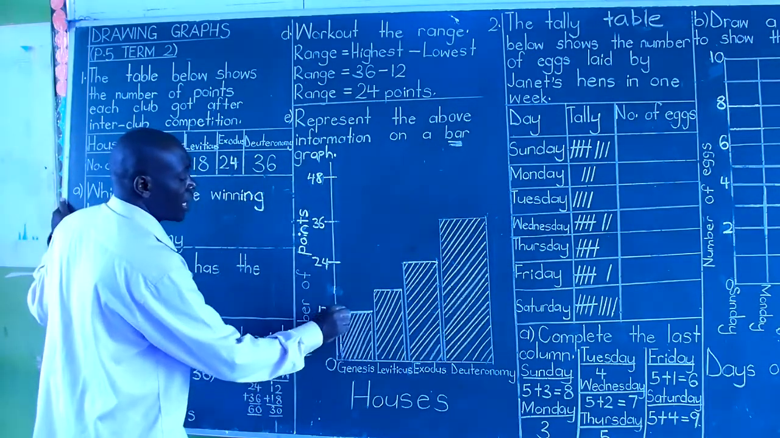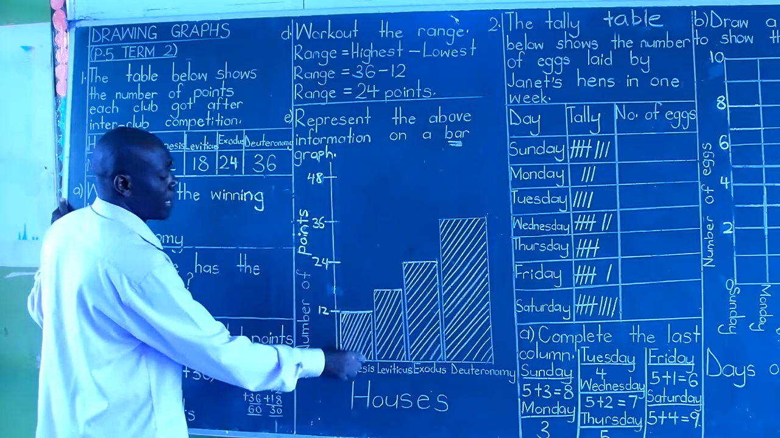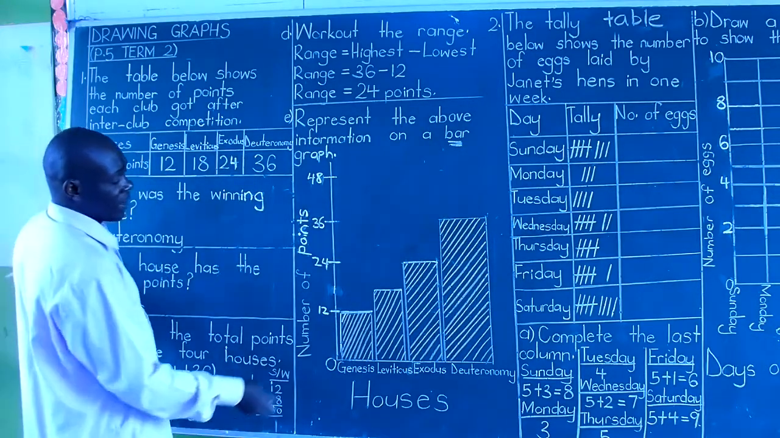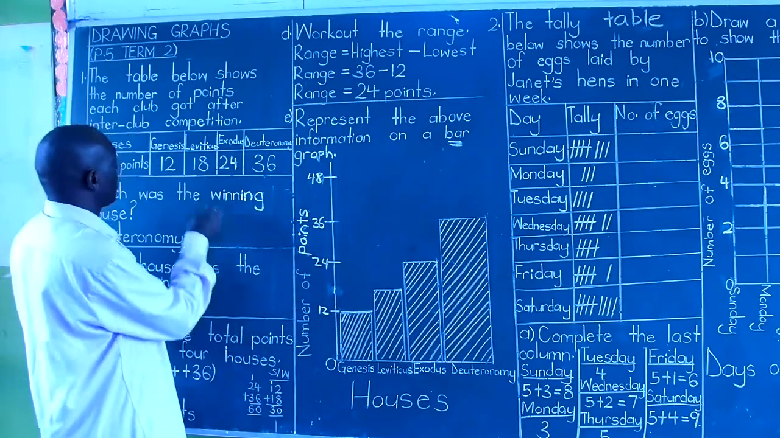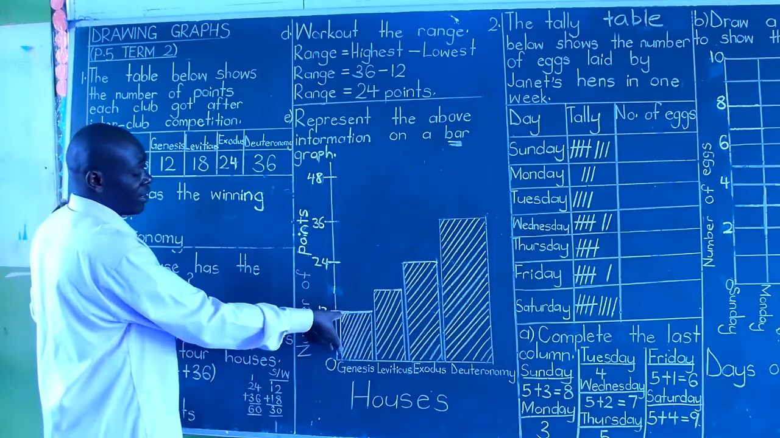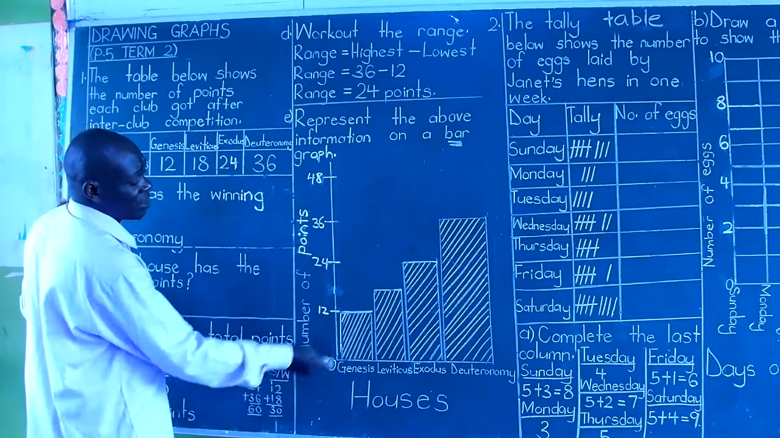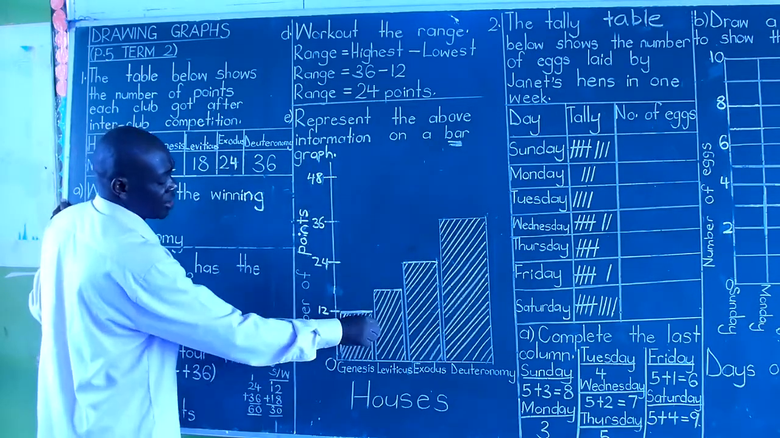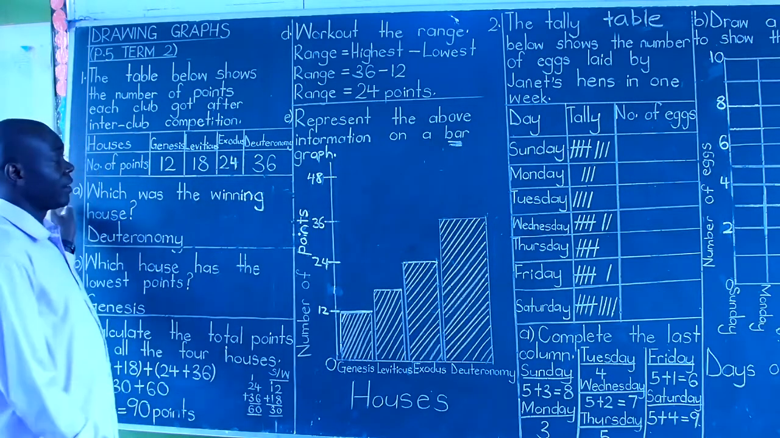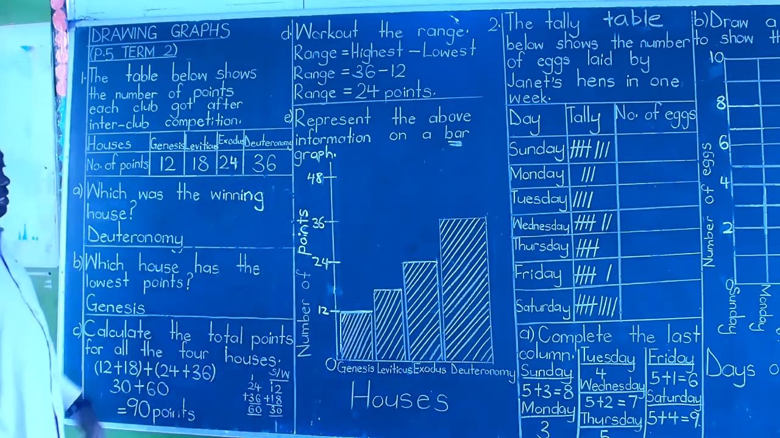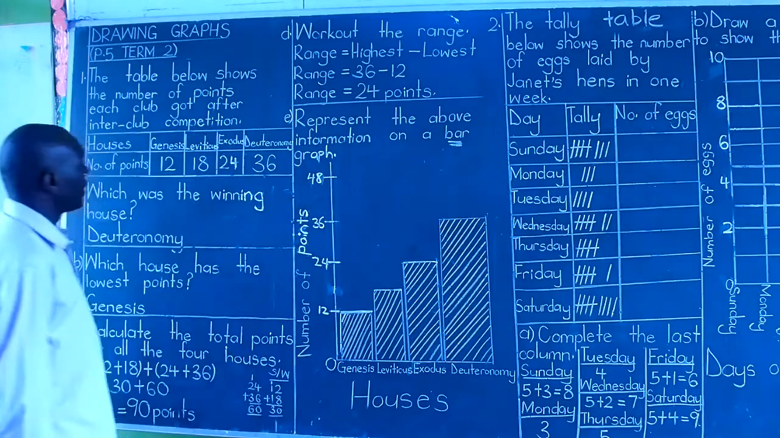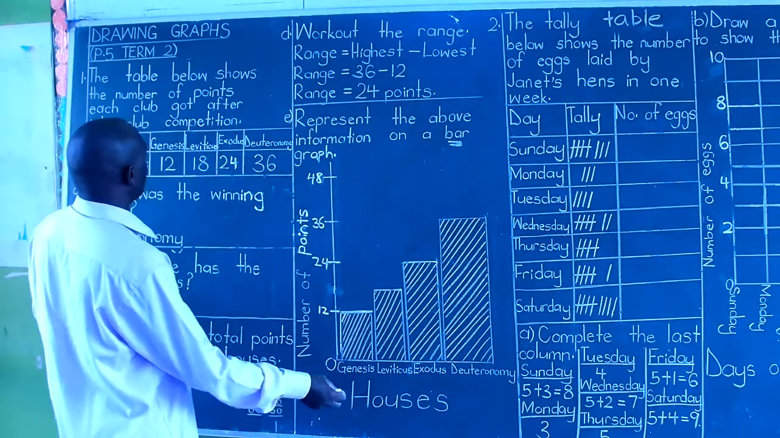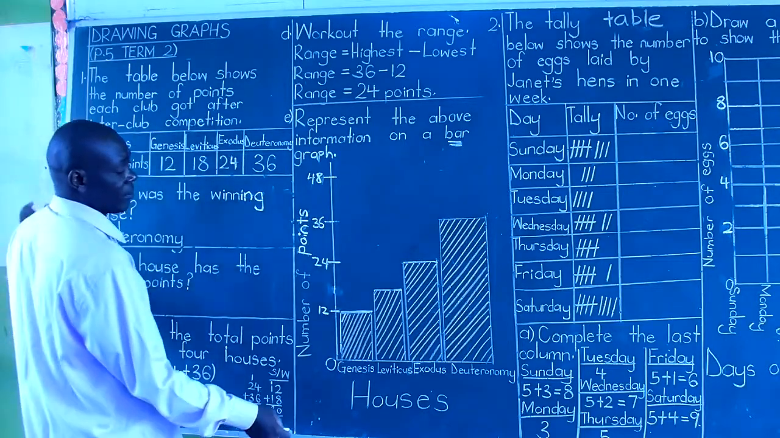So we draw a bar, that is 1 bar for that Genesis. That bar goes as far as the height of 12 points. So ensure you reach 12 properly and then shade that. That is Genesis done. Then go to Leviticus, write it down here, and then it goes as far as 18.